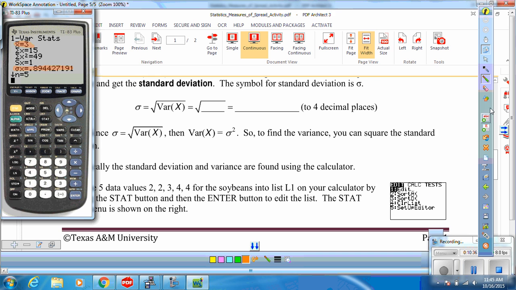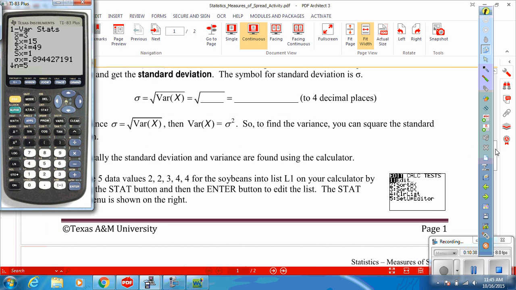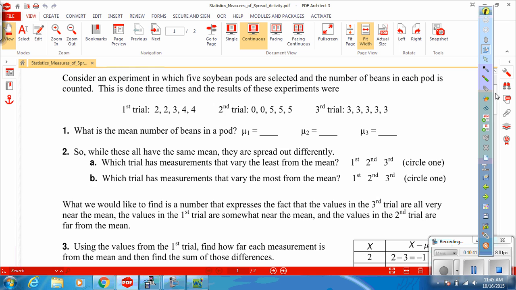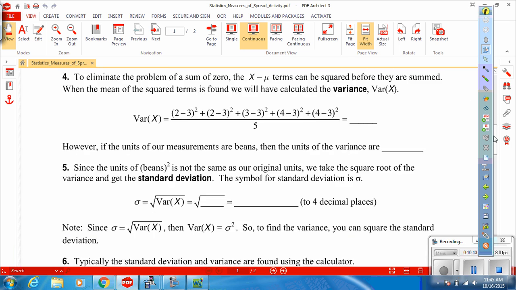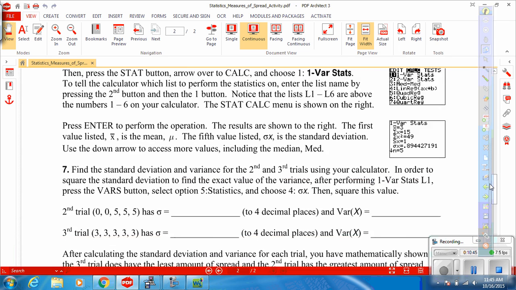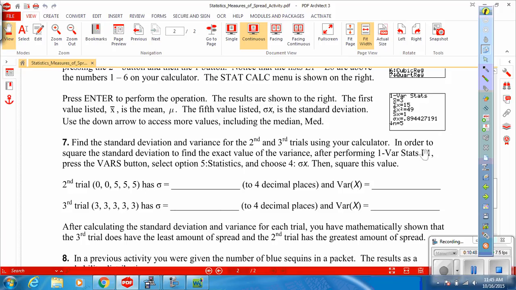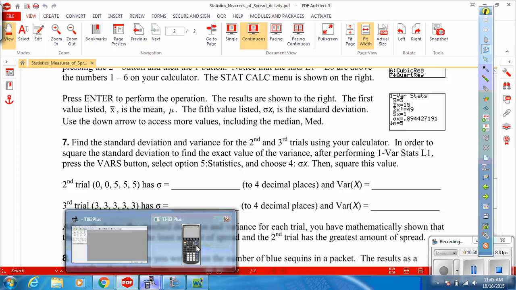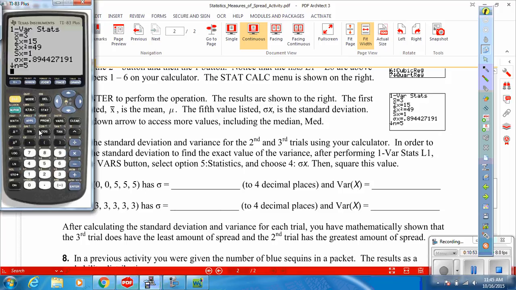So let's do that to find the standard deviation for our other sets that we had up here so that we can compare them. All right, we're going to find our standard deviation for the other sets. We found it for the first one. Let's find it for situation 2 and situation 3. So I just go back to my stat edit. And I love this menu because it just lets you type right over what was there. So I don't even have to delete anything. 0, 0, 5, 5, and 5. So this is going to be our data set.